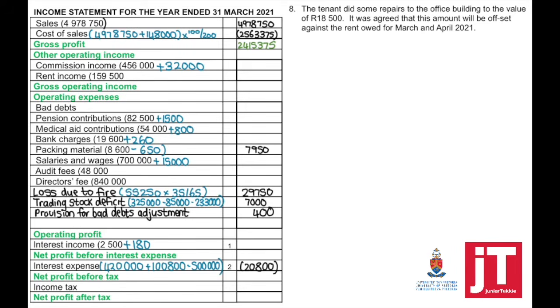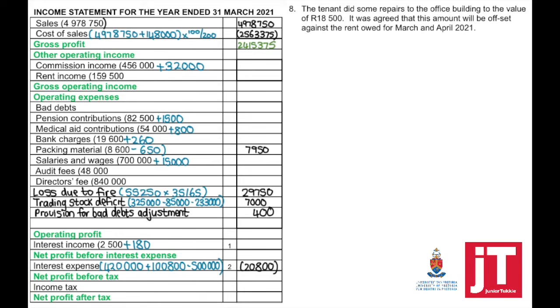Adjustment 8. The tenant did some repairs to the office building to the value of 18,500. It was agreed that this amount will be offset against the rent owed for March and April 2021. So what is happening here is that we need to show, number one, the repairs that was done. It is our expense. Secondly, instead now of this tenant paying us rent, he paid us in the form of the repairs. That's what it says. It will be offset against the rent owed. So he still owes rent for March.